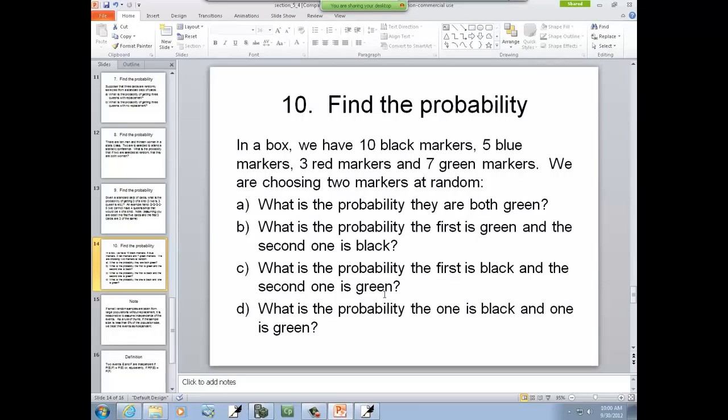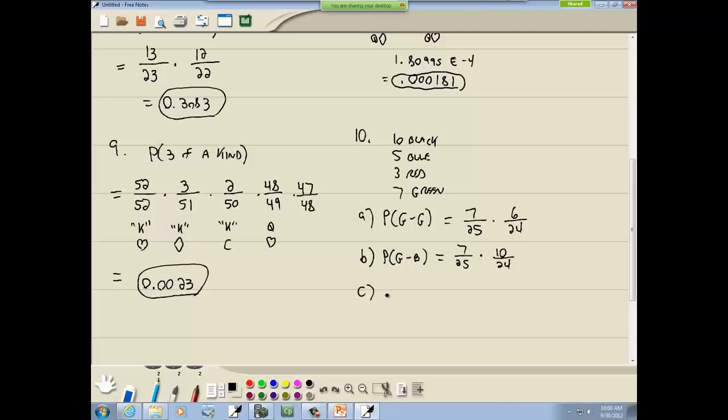C says, what is the probability the first is black and the second one is green? So probability of black, green. Well, this is 25. There's 10 black ones. I pull one marker away, so there's 24 left, and there's still 7 green ones, though, because I didn't put any green ones away.